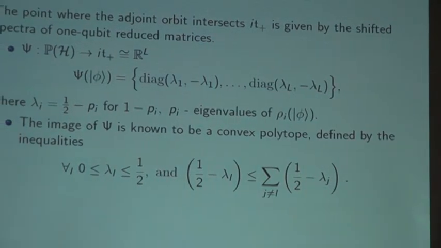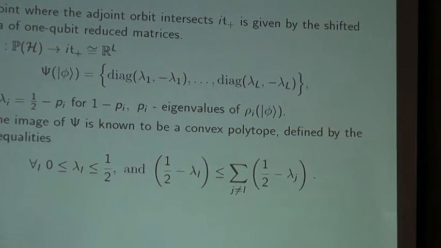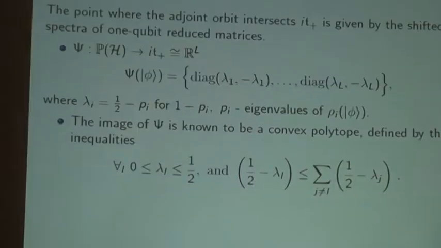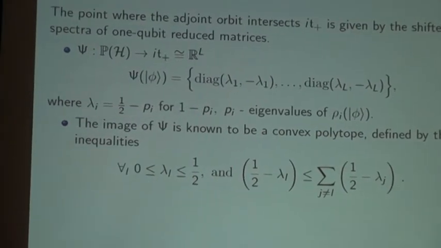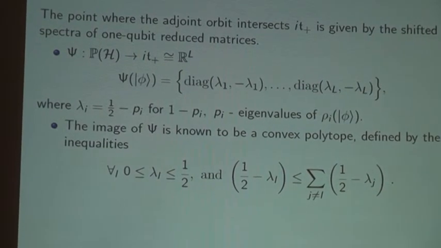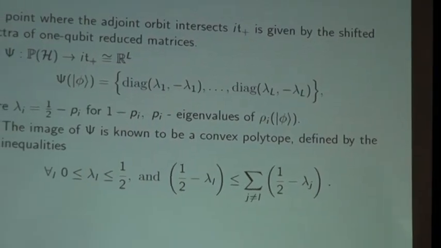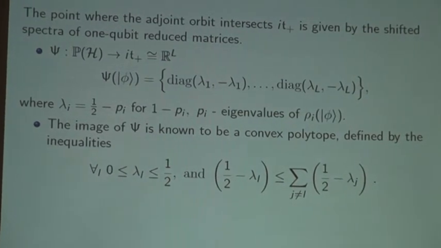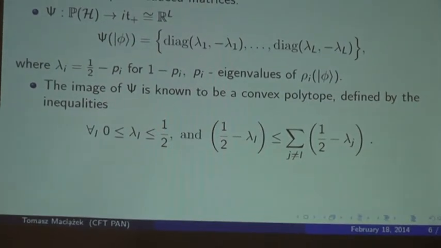And there's a very beautiful result that the image of psi is a convex polytope. Why must the eigenvalues of rho be less than one half? Because one of them is the convention. So there's a beautiful result about this map, that its image is a convex polytope.